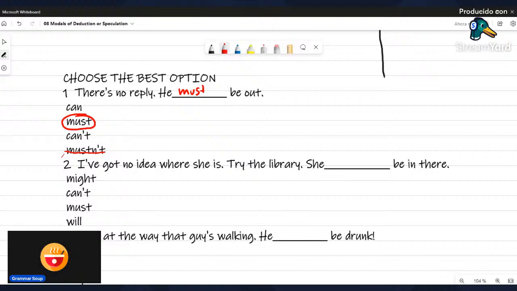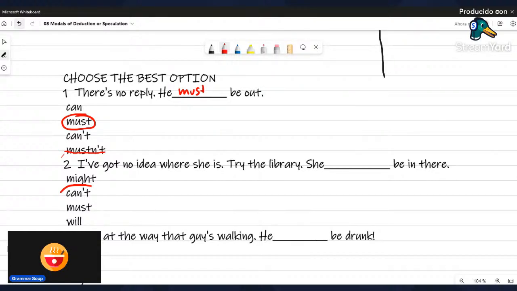Okay, so it says there, try the library. She can't be in there, right? I've got no idea where she is. Try the library. She might be in there. She can't, must, or will. In this case, the correct answer will be can't. I'm sorry, might. Sorry. There you go. Yeah, I'm sorry for that. It's might in here.